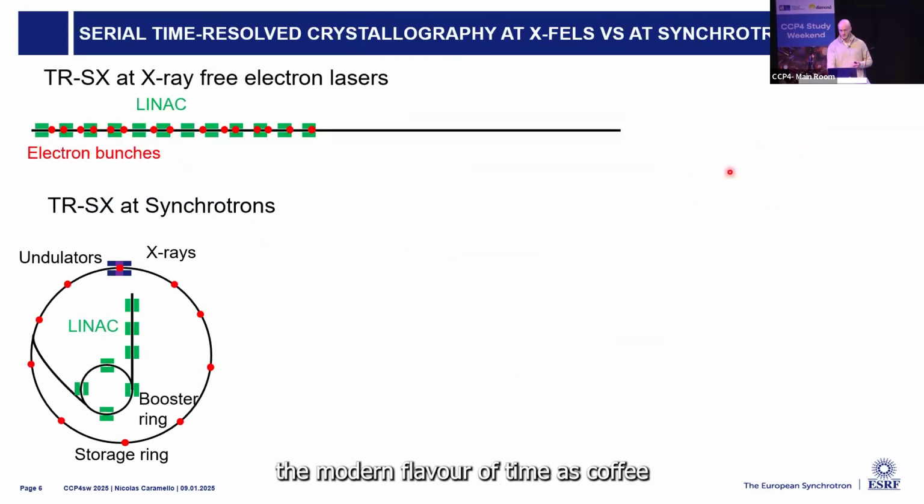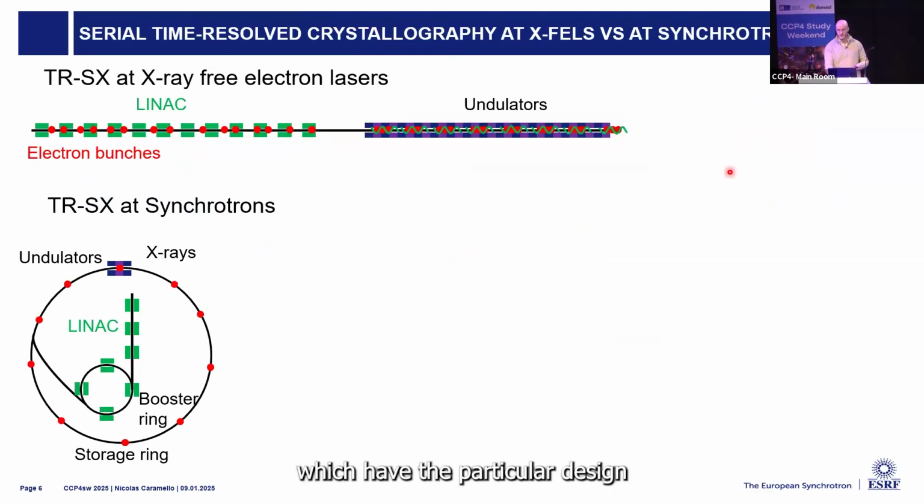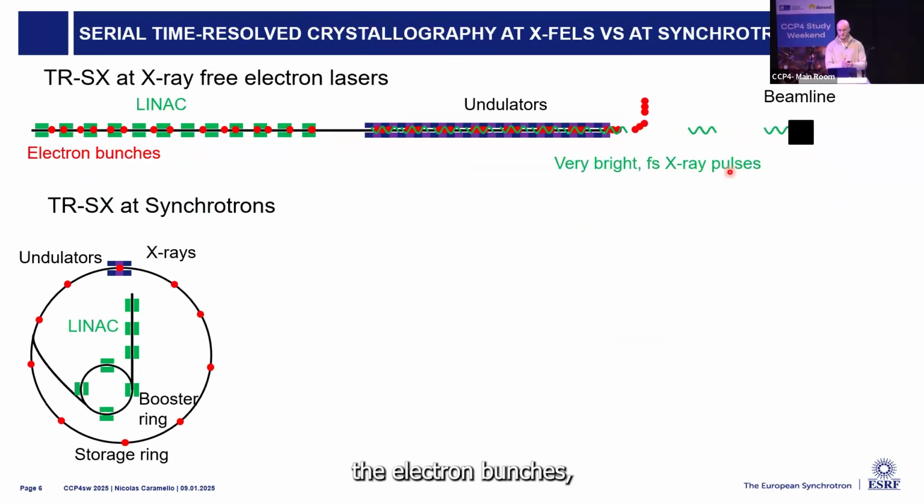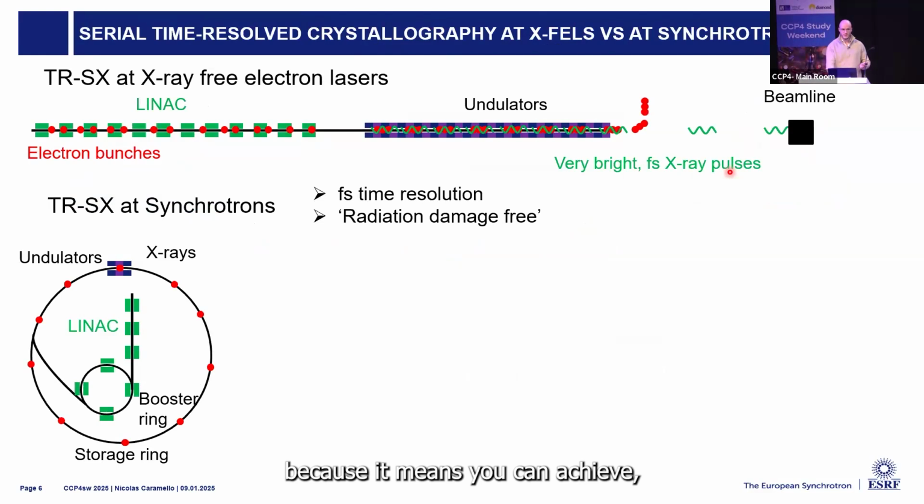There are 2 main X-ray sources where you can do time-resolved crystallography. The modern flavor of time-resolved crystallography was really born at X-ray free electron lasers, which have a particular design for their undulators, which groups the electron bunches and produces very tight, femtosecond long and very bright X-ray pulses. That's very nice because it means you can achieve, in theory, femtosecond, hundreds of femtosecond as a time resolution. And it also means that your diffraction patterns are radiation damage free because the atoms in the crystal don't have time to move during the diffraction, which occurs in 100 or less of femtoseconds.